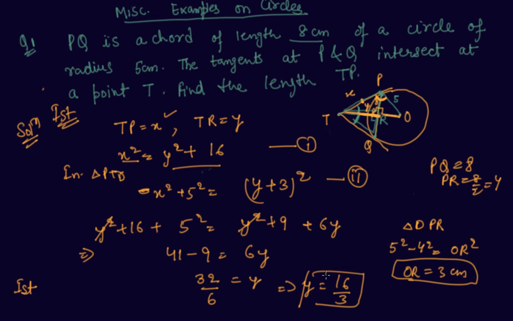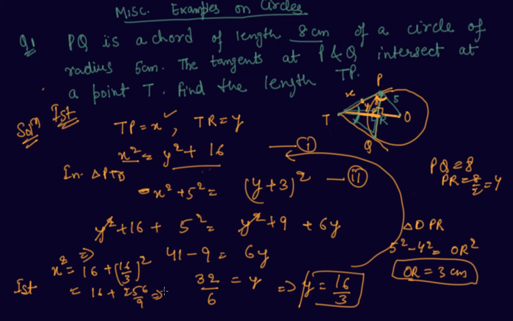Putting the value of y in equation 1 again, I will get the value of x. x square equals 16 plus 16 by 3 whole square, which is 16 plus 256 by 9. 16 into 9 is 144, plus 256, upon 9. This comes out to be 400 by 9. So x is 20 by 3. So I now know the value of TP, which we had to find.